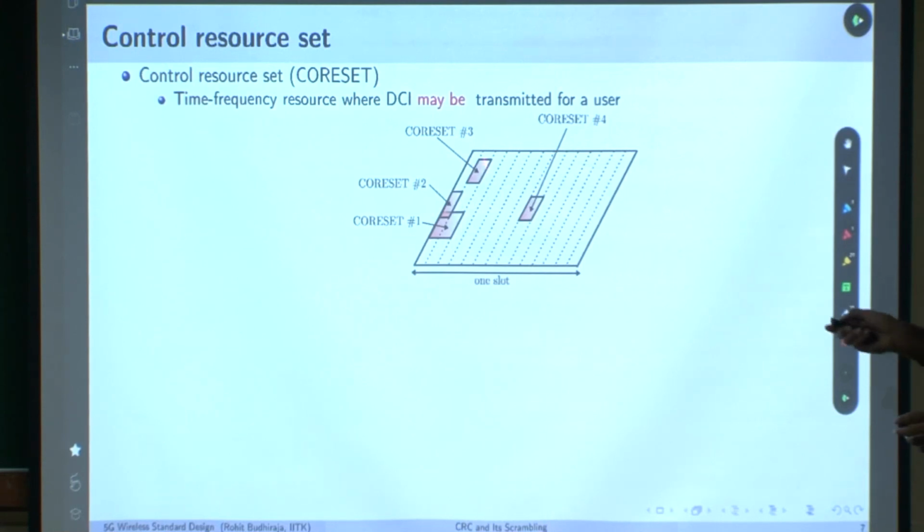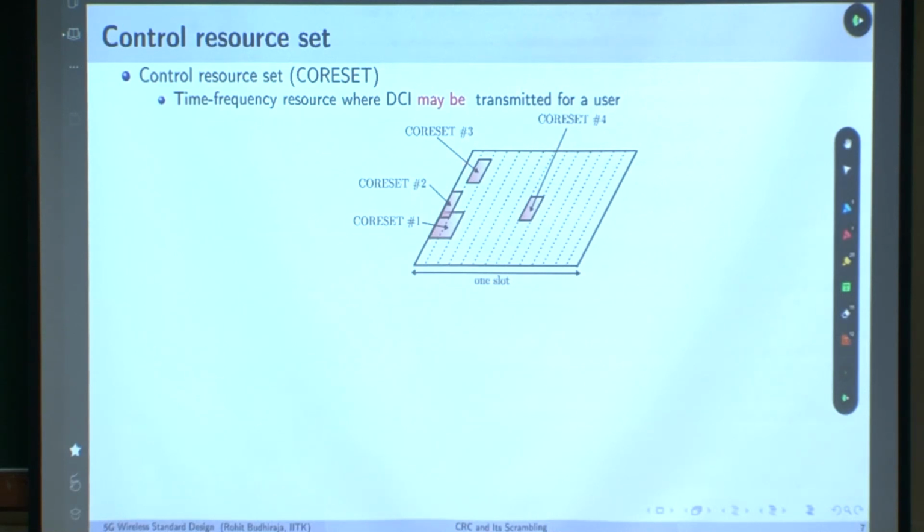Typically you will see that these CORESETs are there in the first few symbols, because that's where the control information has to come. And what is this CORESET for? This is meant for URLLC data. If some high priority URLLC data comes in between, immediately this CORESET will be scheduled. So they are time frequency resources on which these DCIs can be scheduled, and the user will broadly have knowledge of these CORESETs.